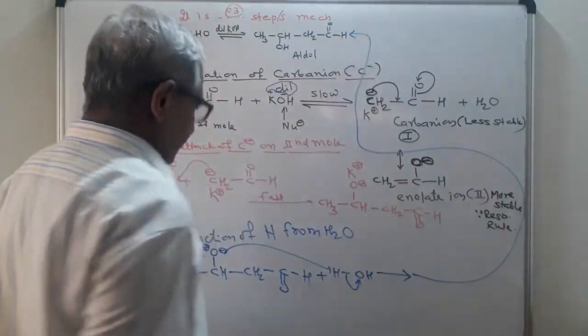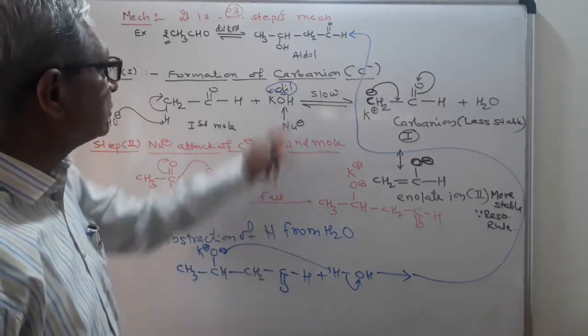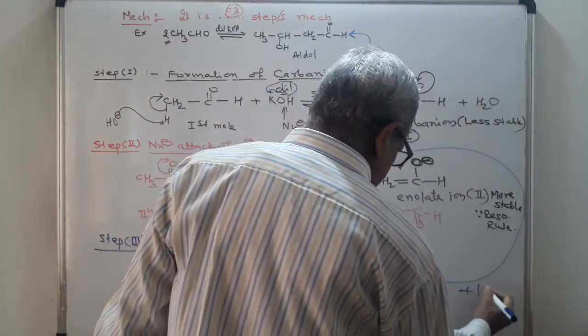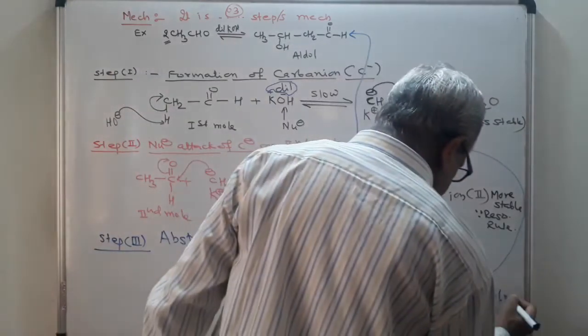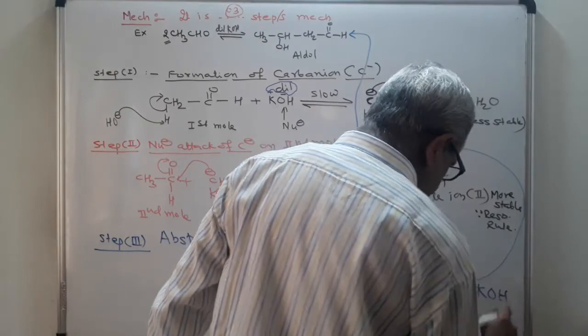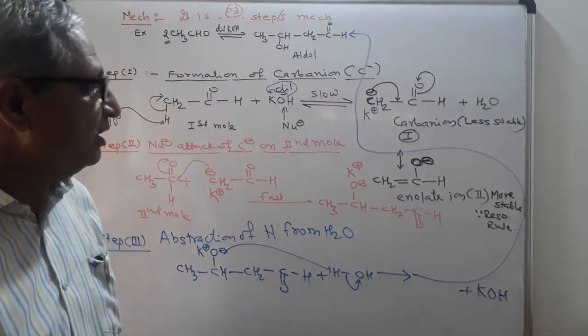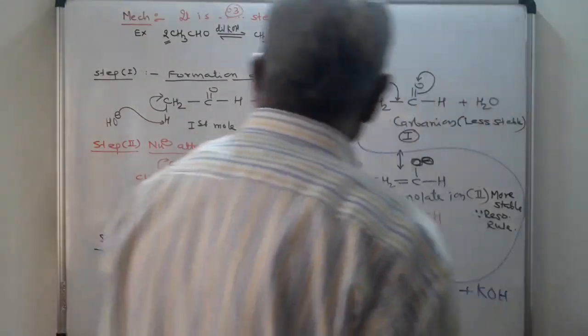This is the product you will get here: CH3CHOHCH2CHO. And which is the byproduct? The byproduct is KOH. This K plus combines, and this is a reagent or catalyst you can use again and again in the reaction, as it is regenerated. So we completed the mechanism of aldol condensation.